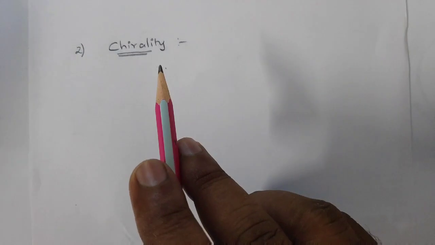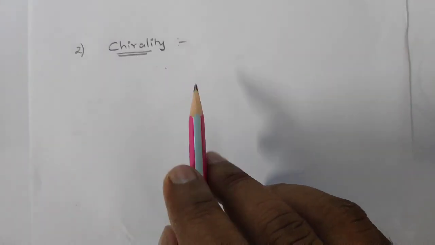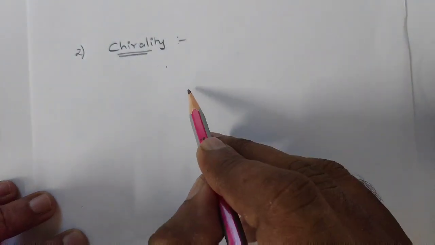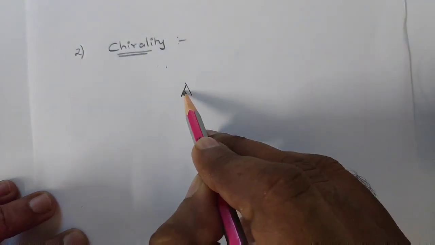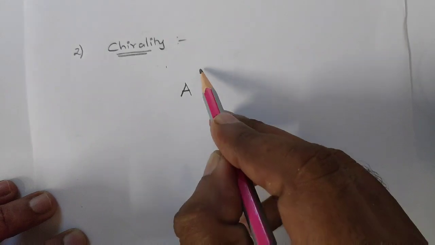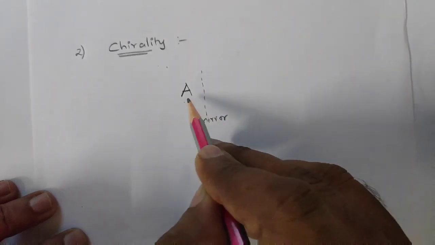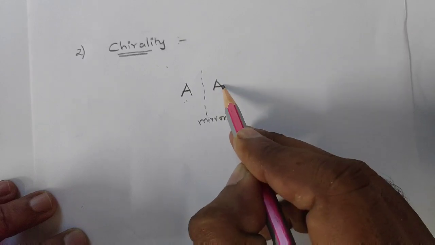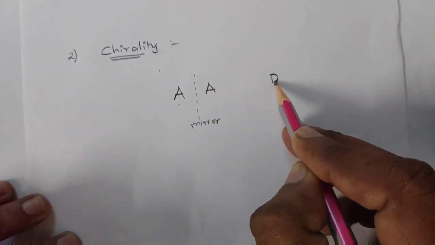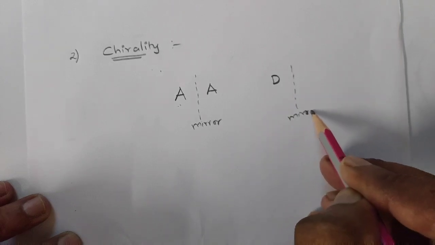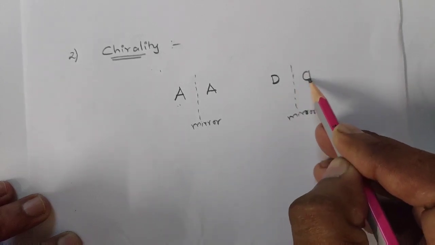Now chirality, when we say, I think you must have heard about it. Now suppose, what are chiral compounds? Suppose I write A like this, A, right? And a mirror is used. What will be the mirror image of A? I think it will be A only. Suppose I write D, and if I use a mirror here, what will be the mirror image of D? It will be like this, right?